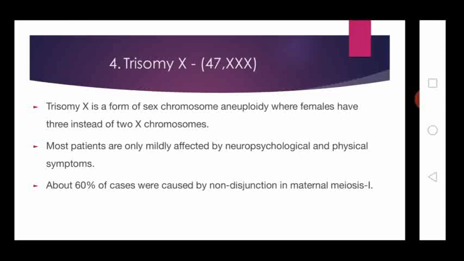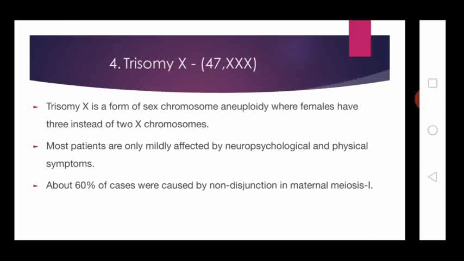Next one is trisomy X. Trisomy X is a form of sex chromosome aneuploidy where females have 3 instead of 2 X chromosomes. Usually a female will have 2 X chromosomes, but here a female individual will have 3 copies of X chromosome, resulting in 47 chromosomes.